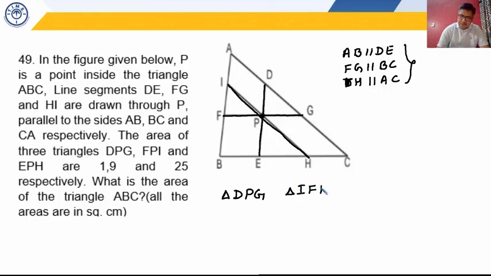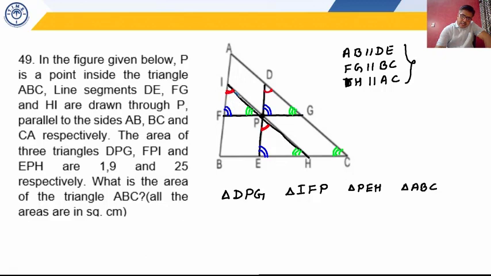IFP, triangle PEH, and triangle ABC. Now tell me, are all these triangles similar or not? Why? Because you can see over here, can I say this angle is equal to this angle because lines are parallel? And since this line is parallel to this line, this angle would be equal to this angle. Corresponding angle, corresponding angle, corresponding angle. In the same fashion, can I say this angle is equal to this angle is equal to this angle? In the similar fashion, this angle is equal to this angle is equal to this angle?